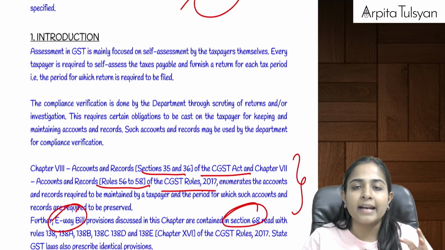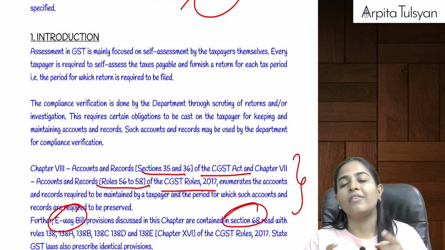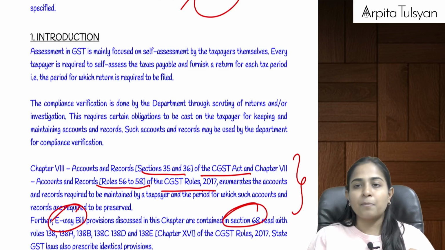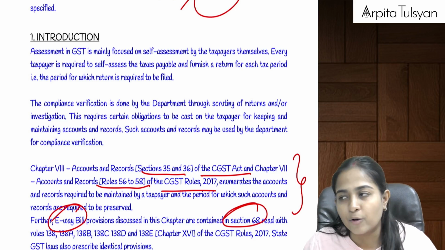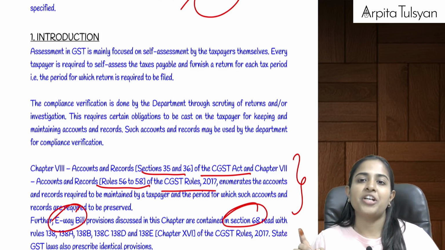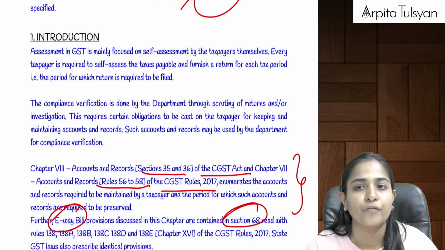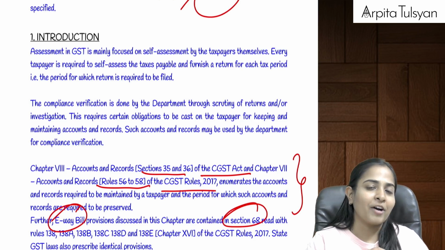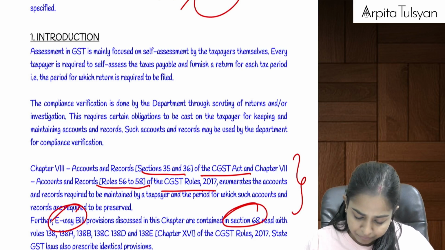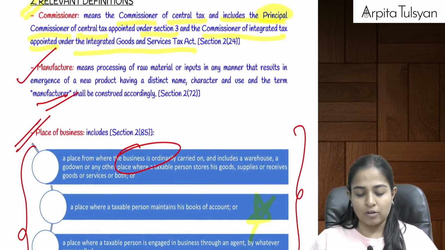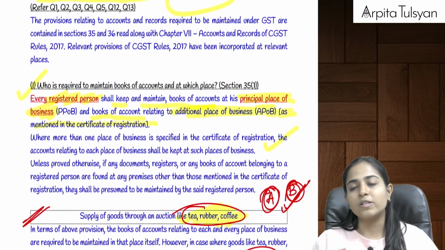Now, accounts and records: only two section numbers, section number 35 and 36 of the CGST, and definitely some rules are going to come up there. And the second part of the chapter, that is the e-way bill, is going to revolve around section number 68 of the CGST Act and rule number 138 of the CGST rules. Right? These are the provisions of accounts and records and the e-way bill.